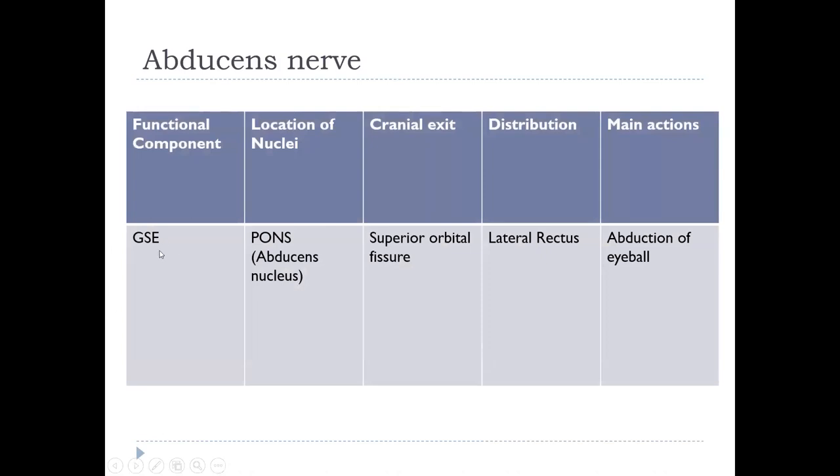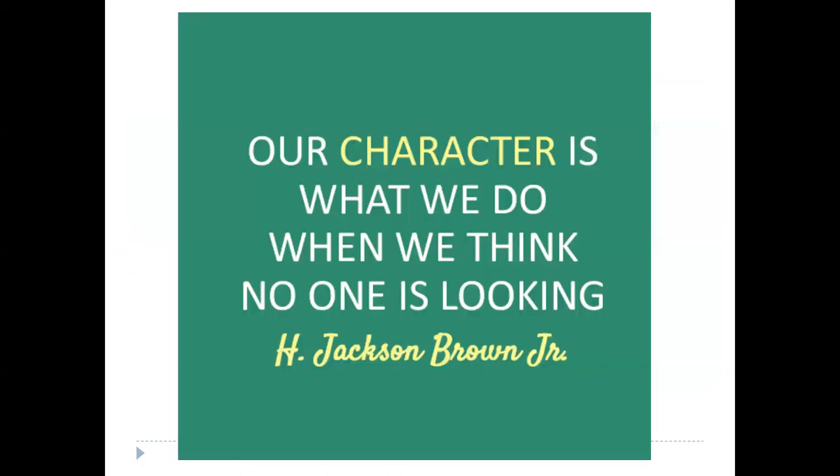General somatic efferent is the functional component. It is lying in the pons. It exits the cranial fossa through the superior orbital fissure middle compartment, and it solely supplies the lateral rectus muscle, the main action being abduction of that eyeball. So this is about the abducens nerve, and I hope you have understood the importance of both trochlear nerve and abducens nerve. Thank you.